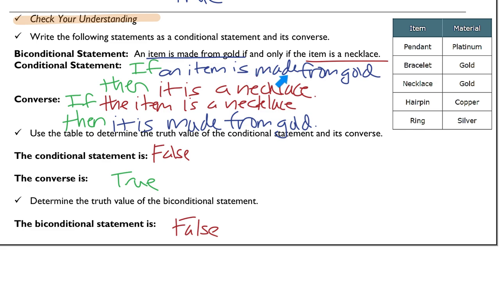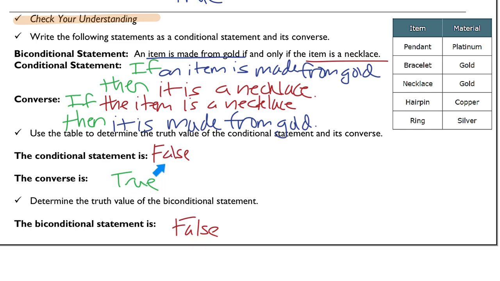So if an item is made from gold, so we look for gold, well, gold is going to be a bracelet or gold is going to be a necklace. So then that is false. It's not just a necklace. It could also be a bracelet. So that has to be false. So is the converse true? Well, if the item is a necklace, which there's only one necklace, then it has to be made from gold, which is true.